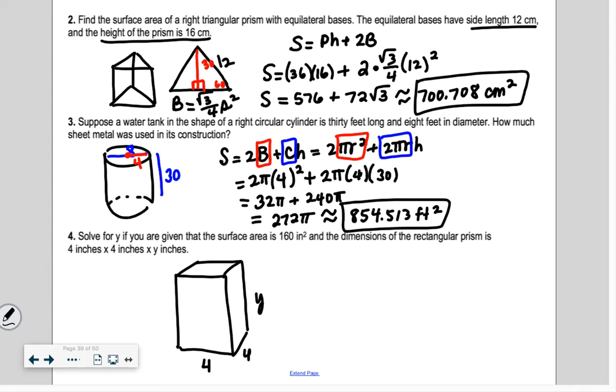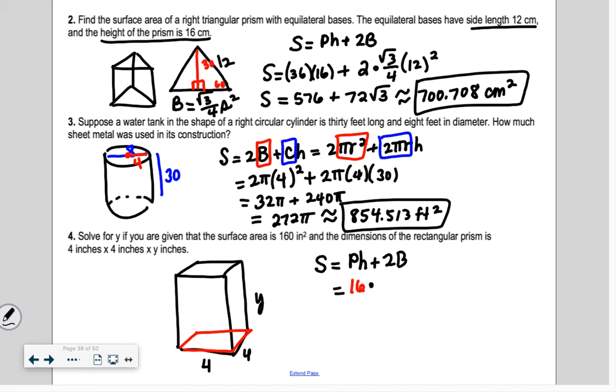But we know that our surface area is going to be our perimeter times our height plus 2 times the area of the base. So our perimeter of the base, the way I drew it, it's going to be 4 plus 4 plus 4 plus 4, so 16, right? But some of you might have drawn it so that the y was here. If you did, you would have 4 plus y plus 4 plus y, which would be 8 plus 2y. That's fine as well. It doesn't matter. So we got 16 there.